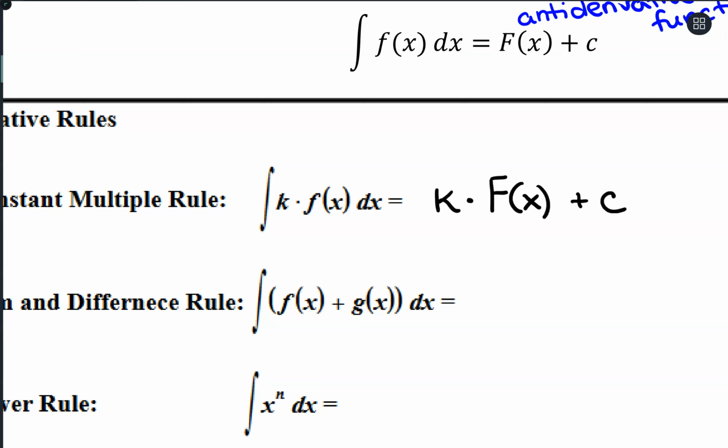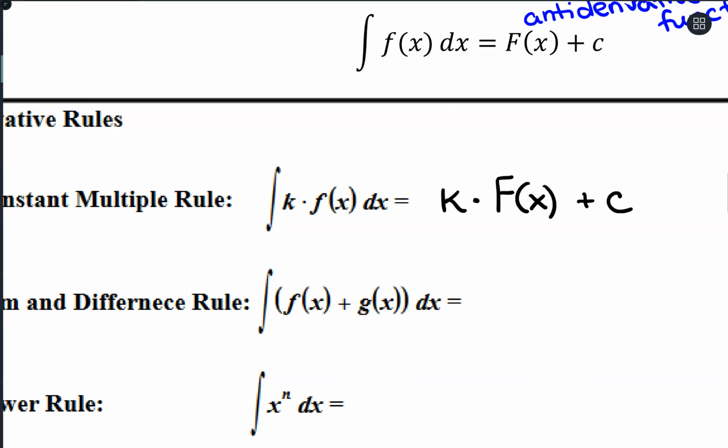If we have the antiderivative of two functions adding to each other, we keep the addition and we just take the antiderivative of each function. So if it's little f of x plus little g of x, we would have the antiderivative function, so capital F of x plus capital G of x plus c. So just take the antiderivative of each, and we would keep addition, subtraction between each of them.